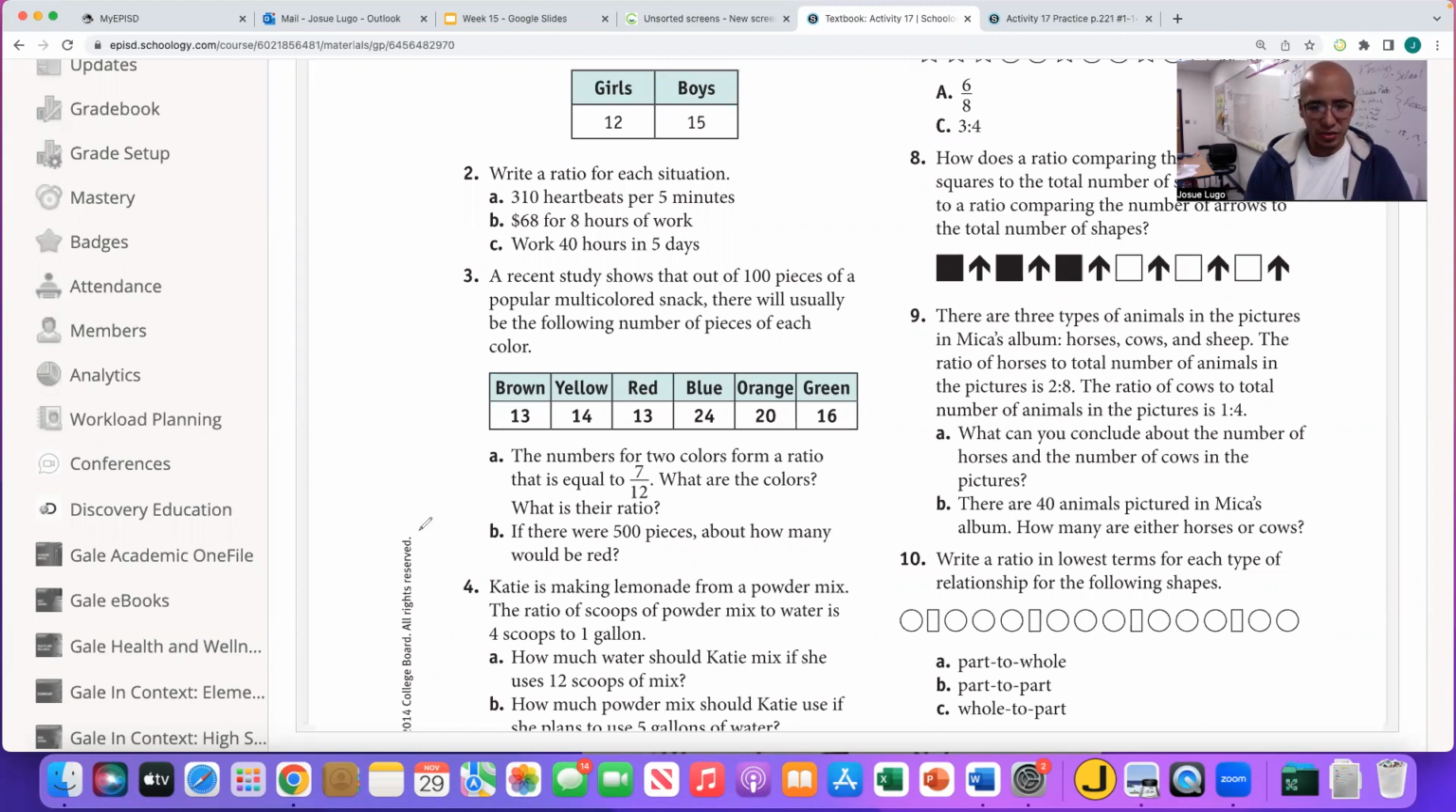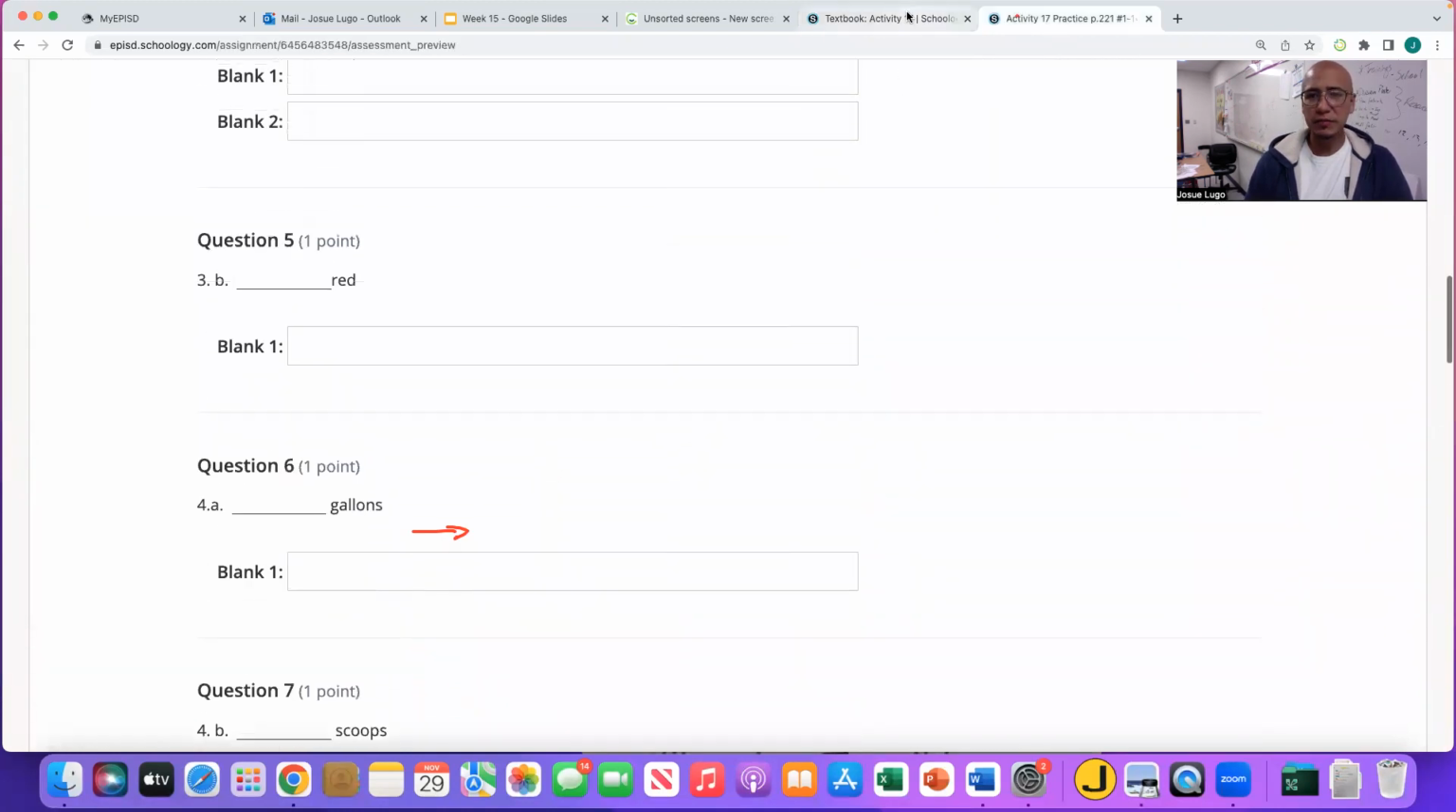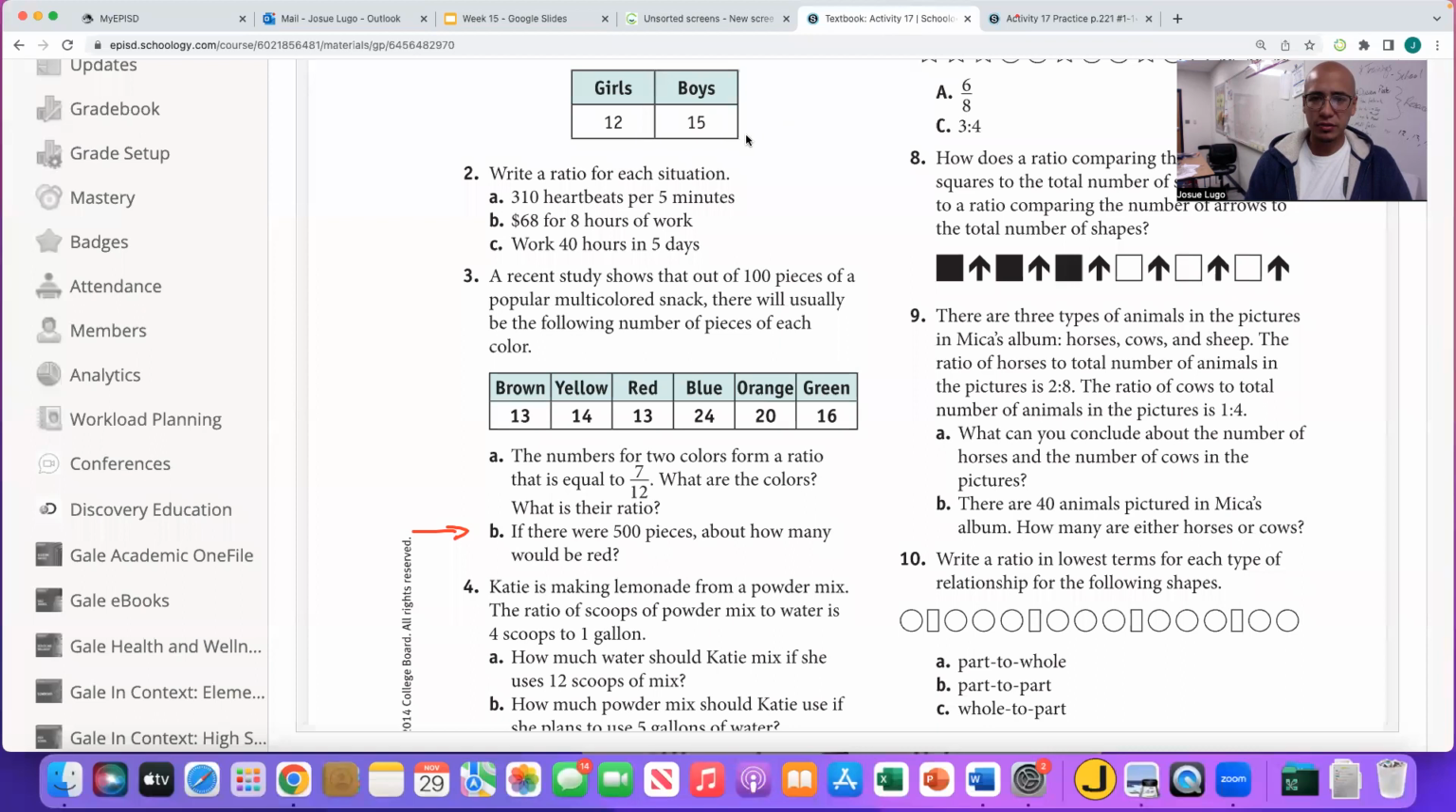And we're being asked to do letter B. If you go to Schoology, notice that we only have to do letter B for number 3. So let's read number 3B. It says, if there were 500 pieces, how many would be red? All right, so let's think about what's happening here. We have a total of 100 pieces, and we're asking about the red ones. Okay, so what fraction out of those 100 are red?